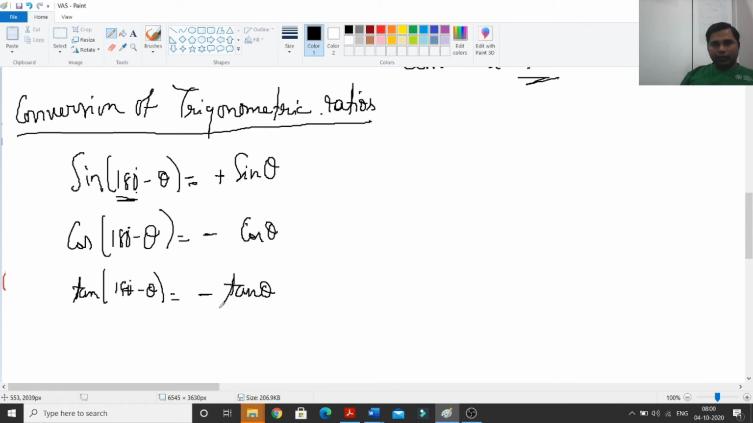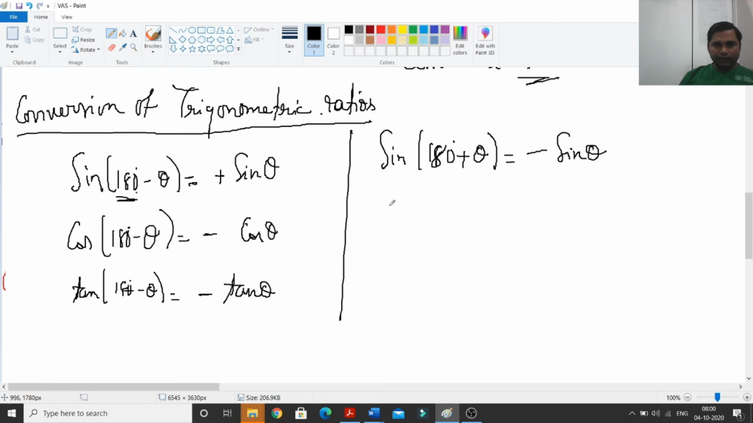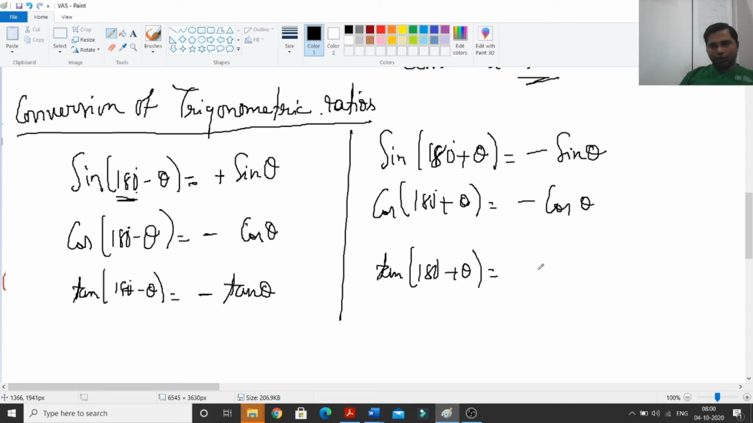So this is the way you convert the trigonometric ratios based on the quadrants. You need to consider the quadrants, right? So here in the third quadrant, sine 180 plus theta, it's in the third quadrant, sine is negative, so it will be minus sine theta. Cos 180 plus theta: in the third quadrant cos is negative, so it will be minus cos theta. Tan 180 degree plus theta: as tan is positive, we write plus tan.